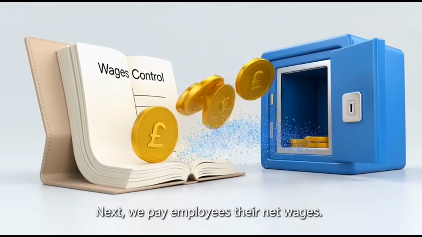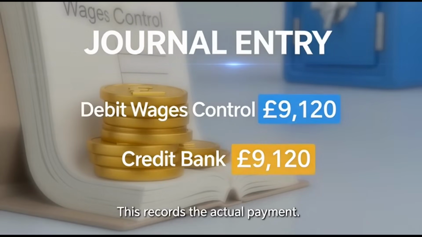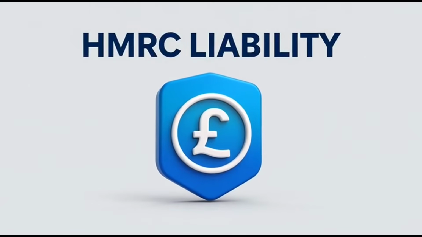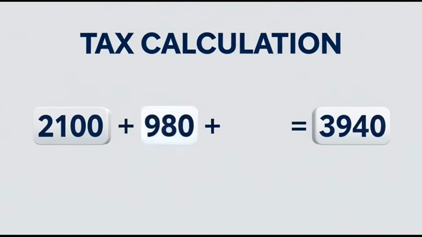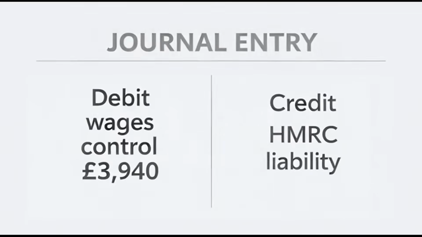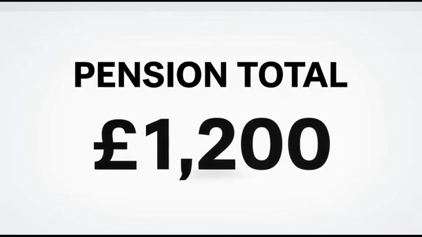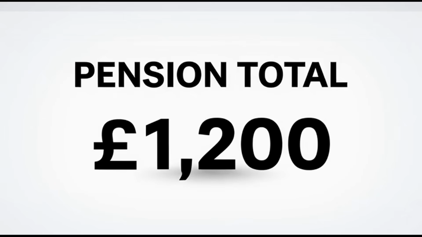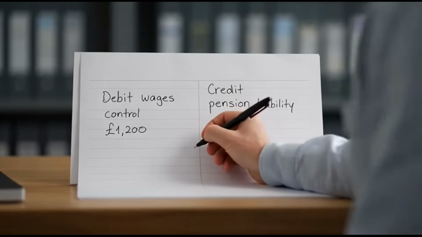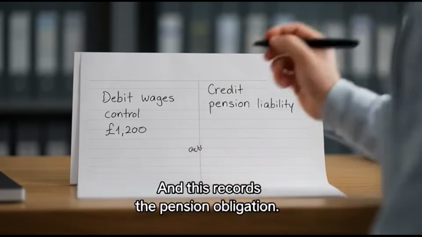Next, we pay employees their net wages. This records the actual payment. But the business still owes taxes. Income tax and national insurance create a liability. This total must be paid to the tax authority. This transfers the liability. Pension contributions also create a liability. This must be paid to the pension provider. And this records the pension obligation.